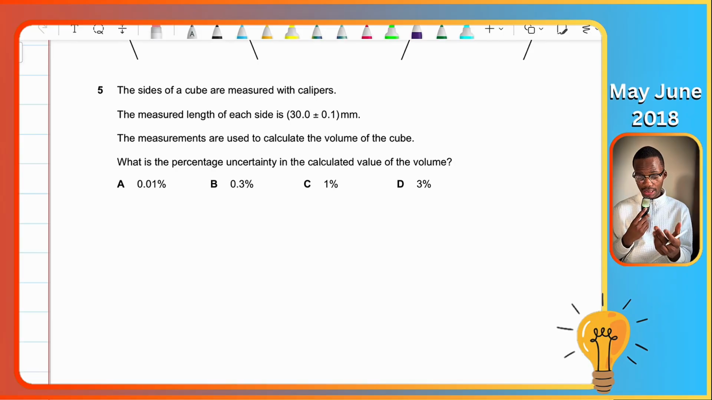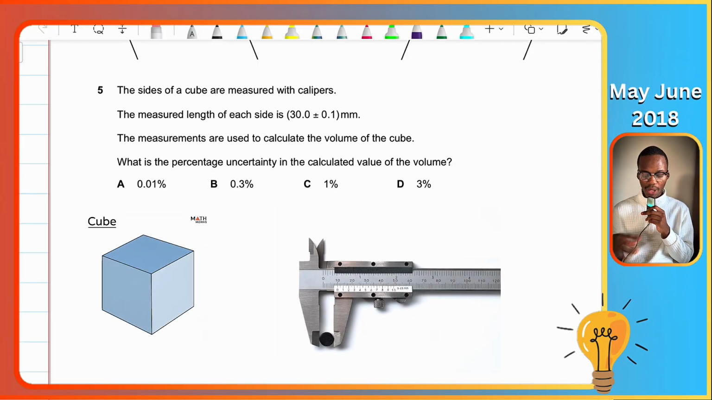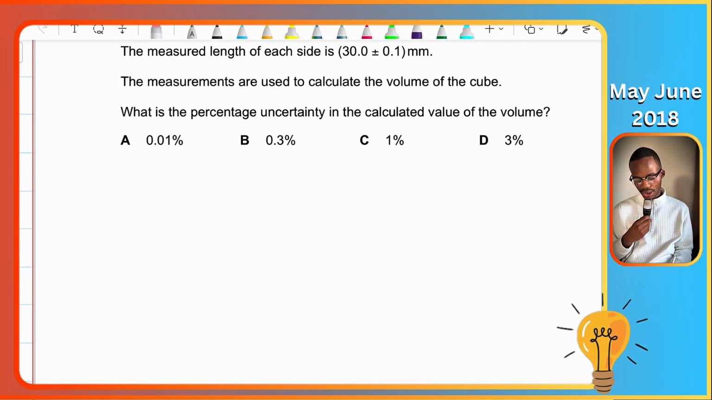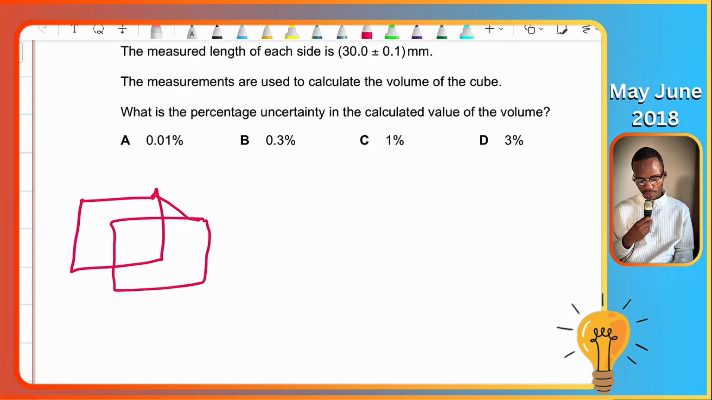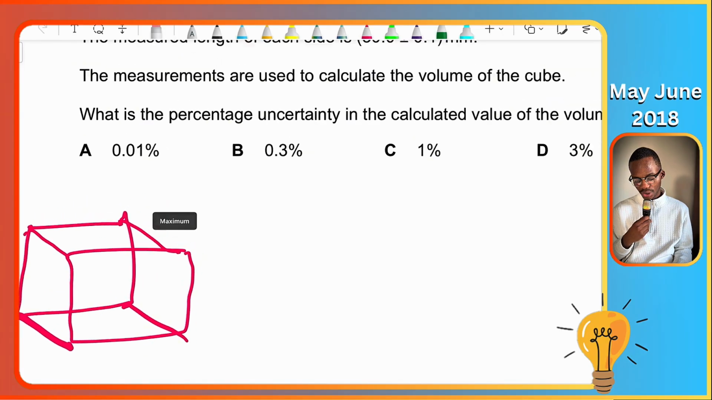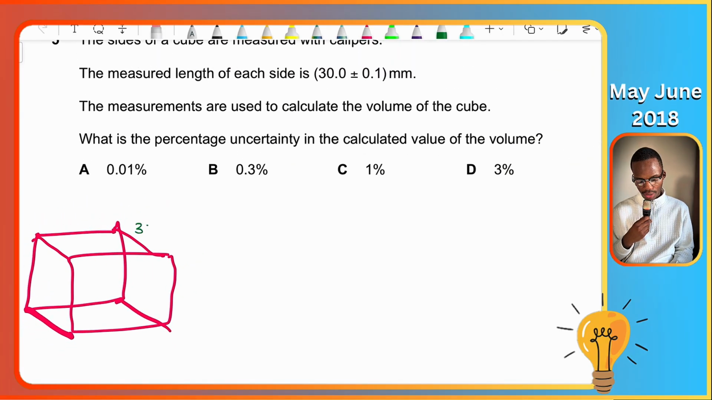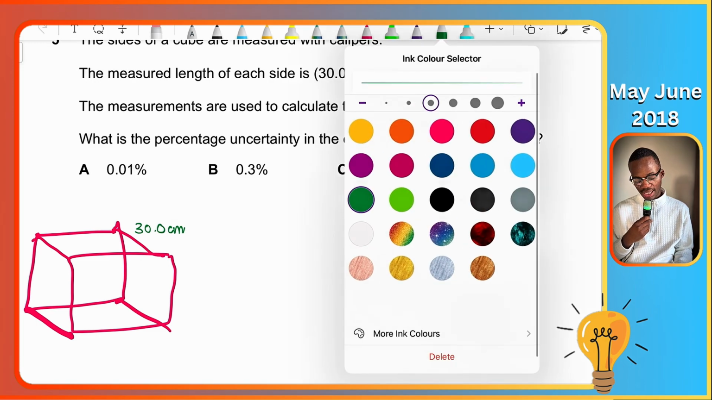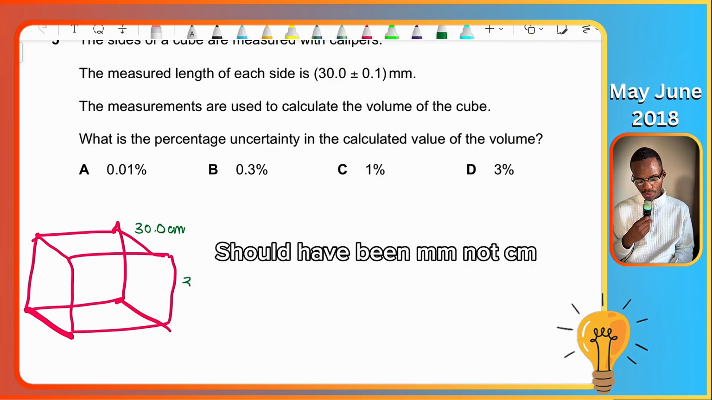We're given the sides of a cube. That's a little cube, and that's a caliper. So we're going to measure the sides of a cube with a caliper. Effectively, I like drawing little shapes here so that we can understand. So we have something like this. And then we're going to measure one of the sides over here, and we're going to measure it as 30.0 centimeters. Okay. So we're effectively going to measure it, and then we're going to measure this side also as 30.0 centimeters. We're going to measure this side as 30.0 centimeters.